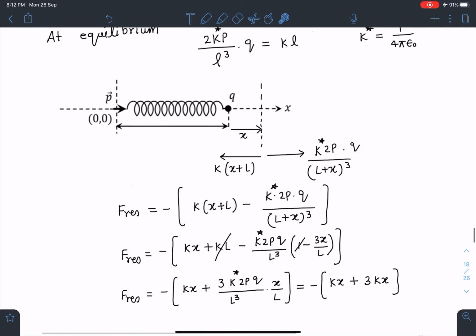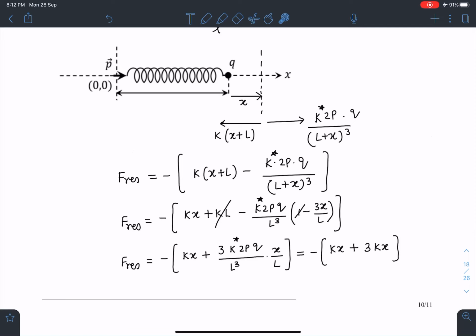Now when I displace it slightly by a distance of x, the spring force becomes K(x plus L), and the electric force slightly decreases. So overall it will try to bring this charge back to the original configuration. So F restoring is minus the net force towards the mean position: K(x plus L) minus K star into 2p by the new distance cubed into Q.